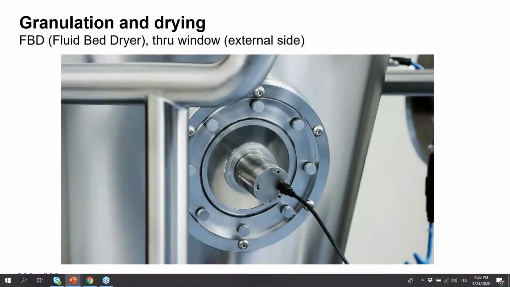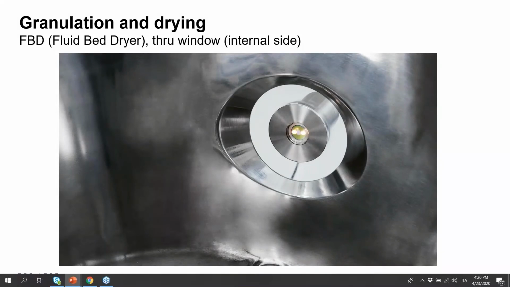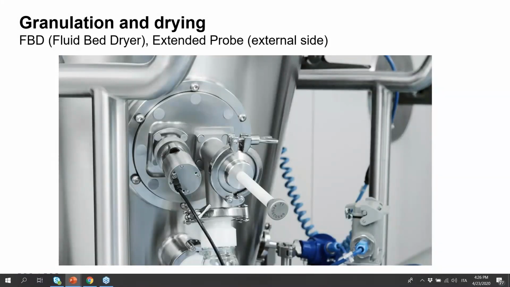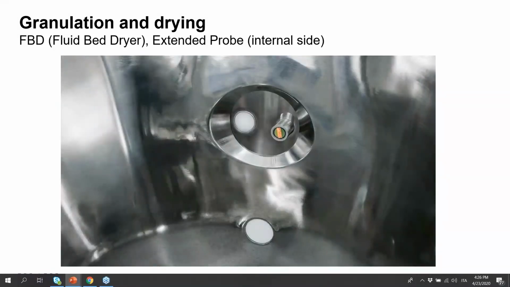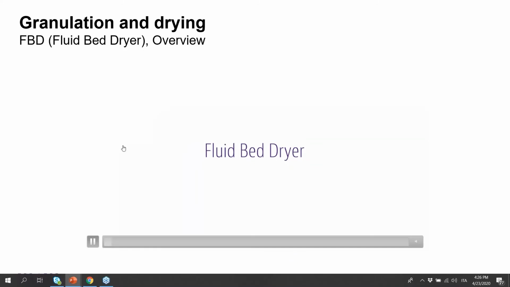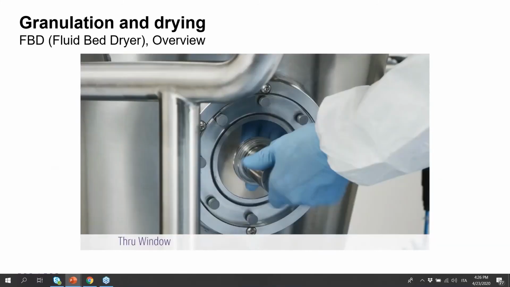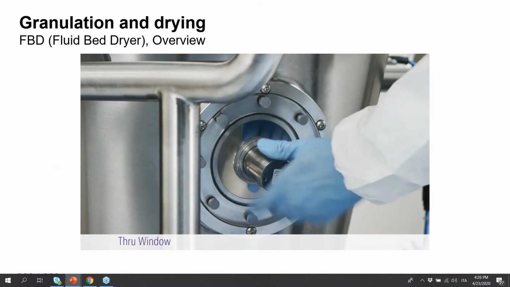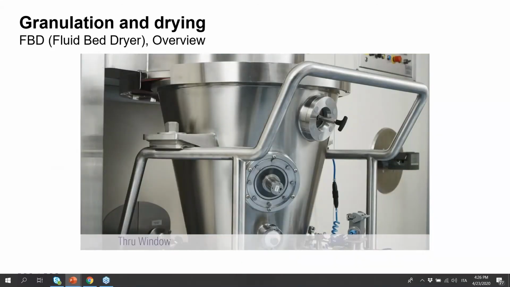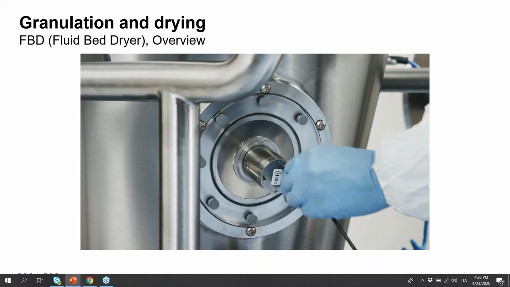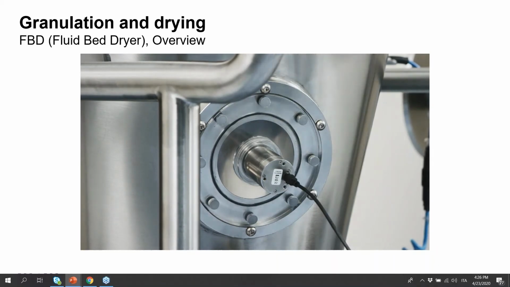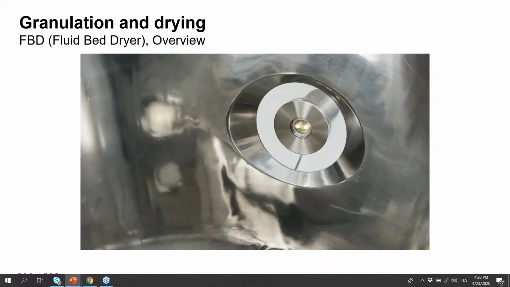Let's now have a look at the application of the MicroNIR to a fluid bed dryer. One option is to work through the windows like this. Another option is to work with an extended probe. Let me go quickly here because there is a video that allows me to show the installation a little better. So this is the MicroNIR installed. We connect the cable, and inside you will see the flange.